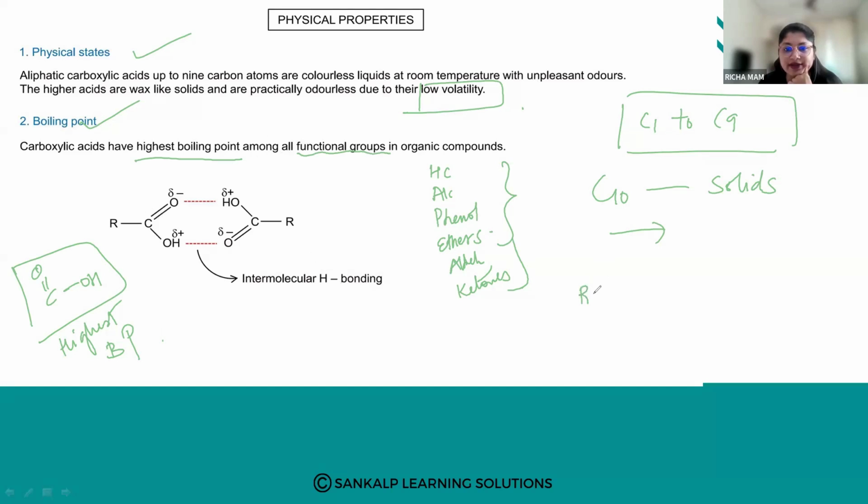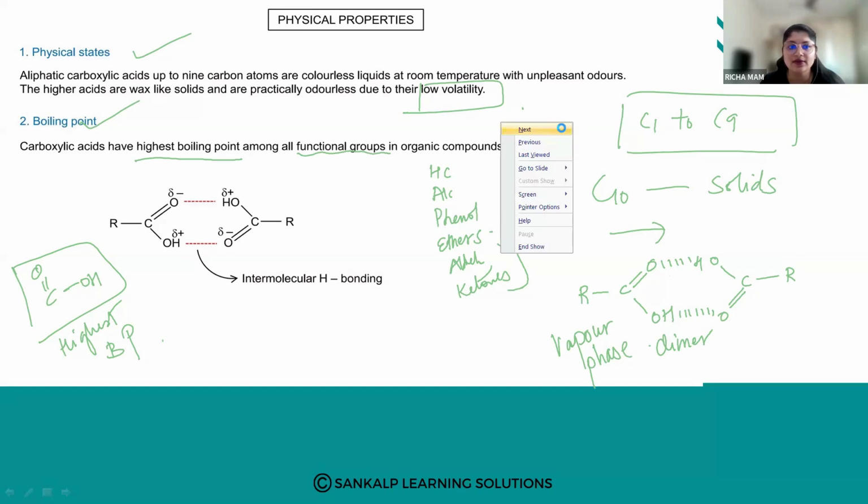If you write one carboxylic acid, and then one more carboxylic acid, you can see they can form intermolecular hydrogen bonding, so they can form a dimer. Most of these carboxylic acids exist as dimers in their vapor phase. So this is about the boiling point.